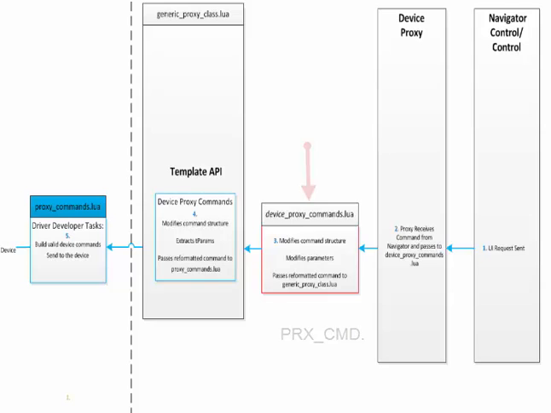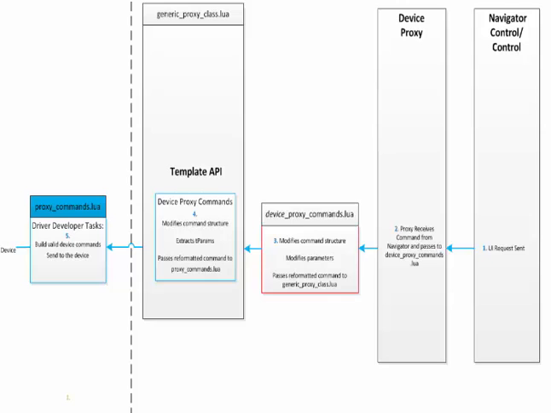For example, note that the use of device in the diagram will be reflected by the name of the device for which the template has been designed. For example, for an AVSwitch, the file name would be AVSwitch proxy commands.lua. At step 4, the AVSwitch proxy commands.lua file then calls into the AVSwitch proxy class.lua file.